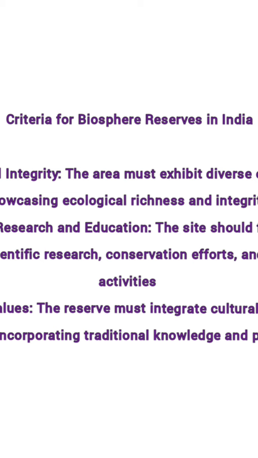To attain the esteemed status of a UNESCO biosphere reserve in India, an area must meet some criteria set by UNESCO, like ecological integrity, scientific research and education, and cultural values. The area must have diverse ecosystems, showcasing ecological richness and integrity. The site should function as a center for scientific research, conservation efforts, and educational activities. And the reserve must integrate cultural identity and heritage, incorporating traditional knowledge and practices.